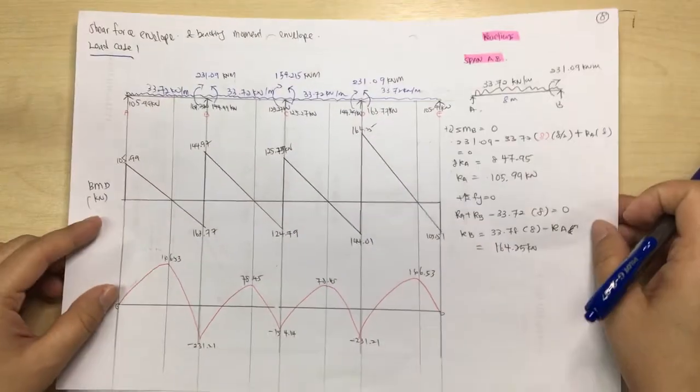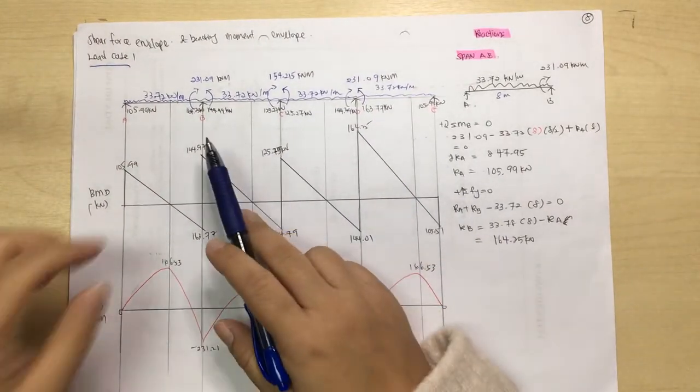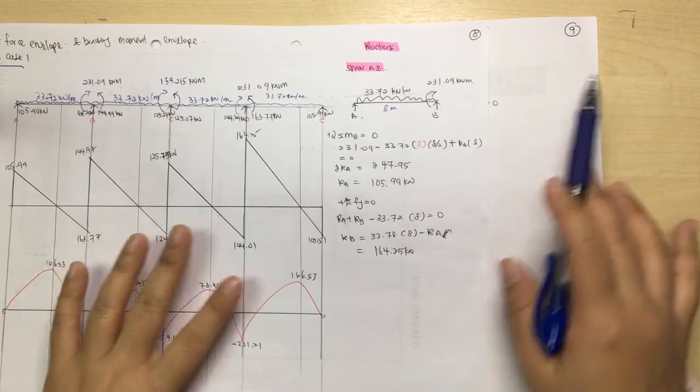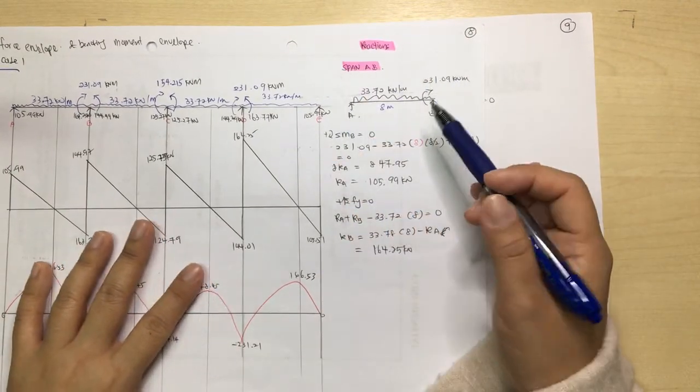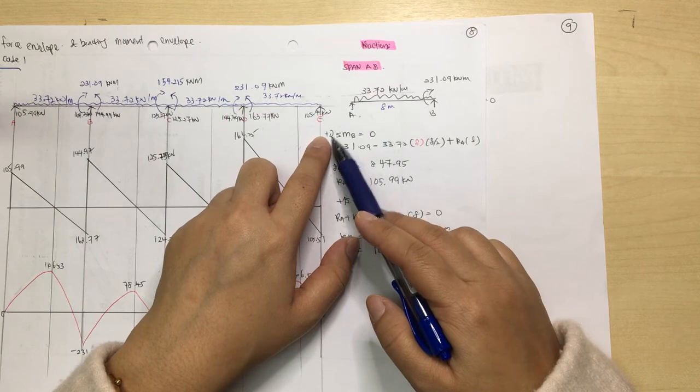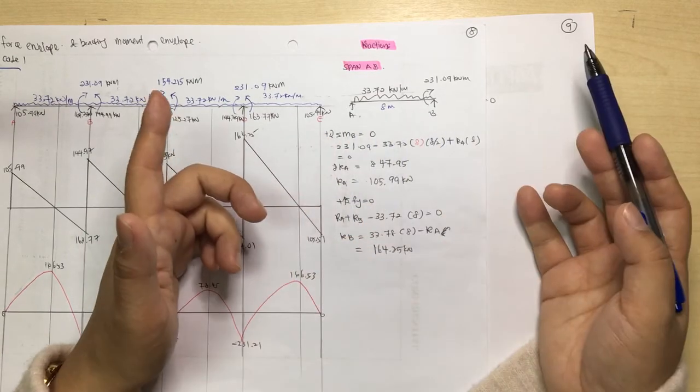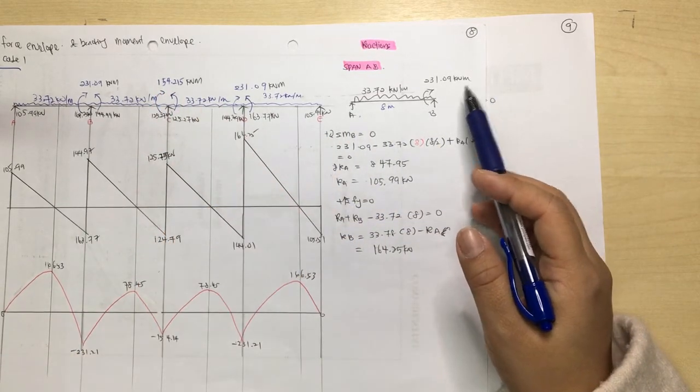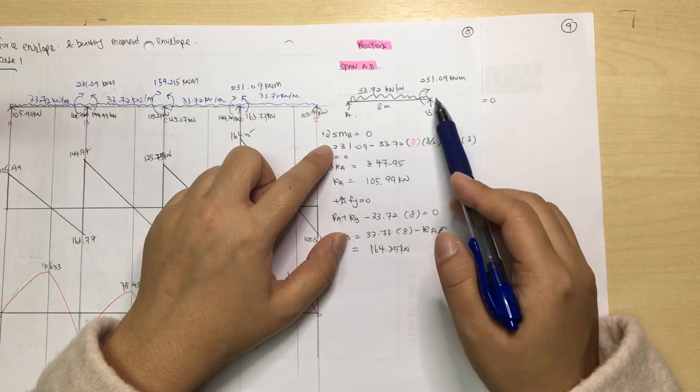Reaction for each support. So you calculate this. You break it into each span. So for span AB, you calculate this. For the total, you can start with total MA or total MB, it is the same thing. It depends on your personal preference. So total MB is equal to 0.